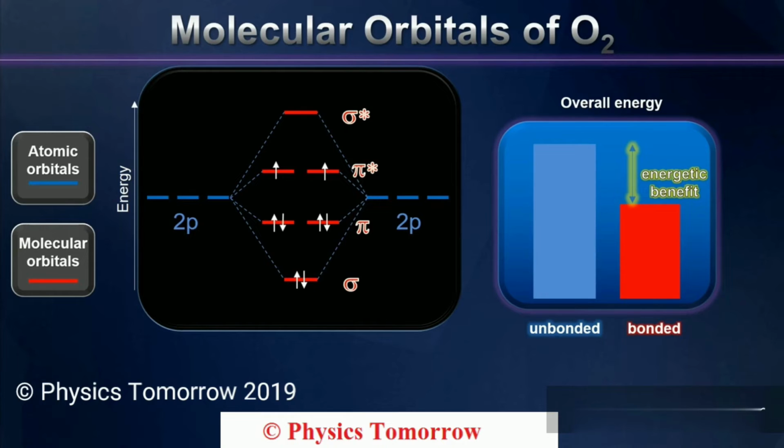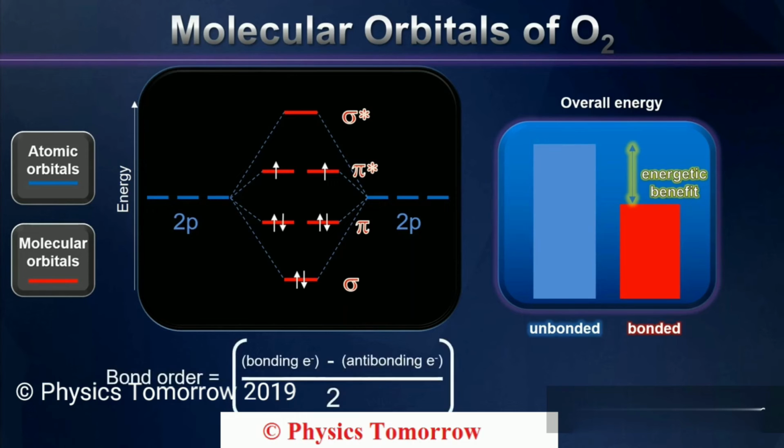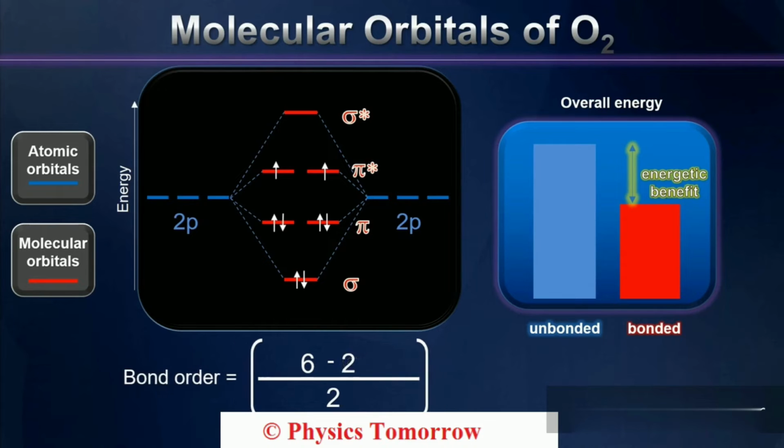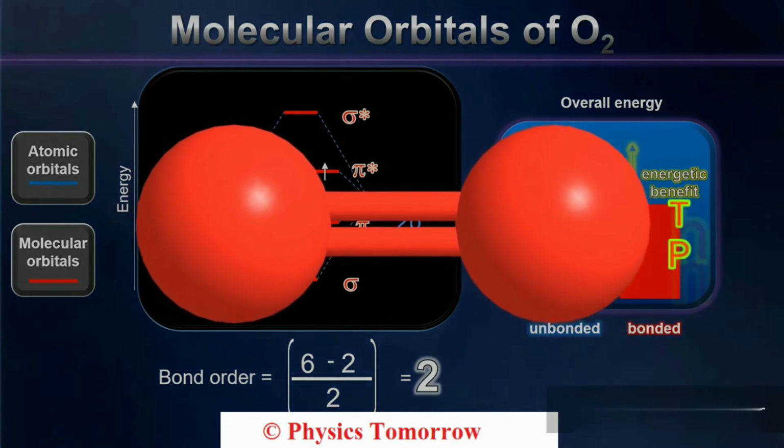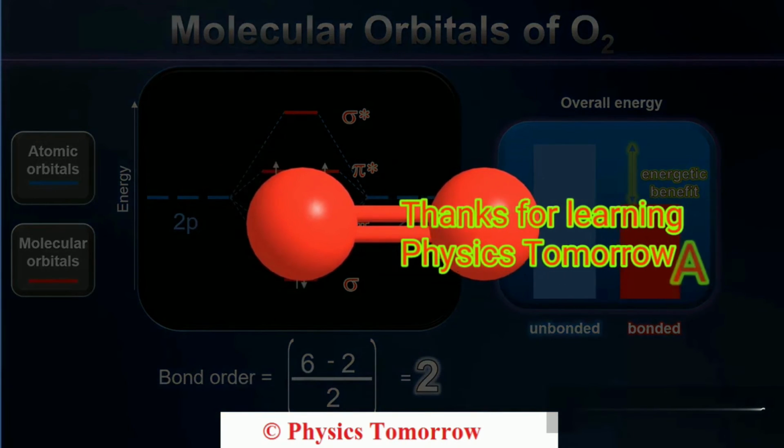Liquid oxygen can be trapped within the confines of a powerful magnet. You may have seen this demonstration done before. And of course, just as before, our prediction is correct. If we calculate the total bond order of oxygen using 6 bonding electrons and 2 antibonding electrons, the 6 and the 2 lead us to a calculated bond order of 2. Oxygen exists as a diatomic molecule with a double bond.